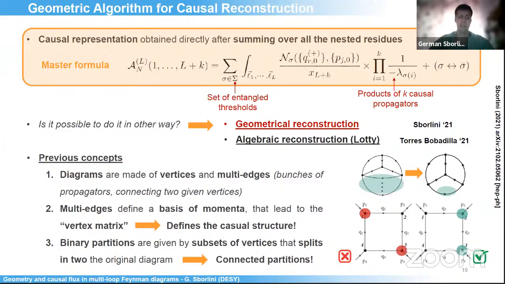The other concept that we need is the binary partitions. Binary partitions are subsets of the vertices that split the diagram into two connected parts. Essentially here, there is in red a partition involving this vertex and this vertex that is clearly disconnected. If we consider only this set, these two points are not connected. On the other hand, these two green points are trivially connected, there is a line going from one to the other, but also the remaining two are connected. So the picture on the right represents a connected partition.